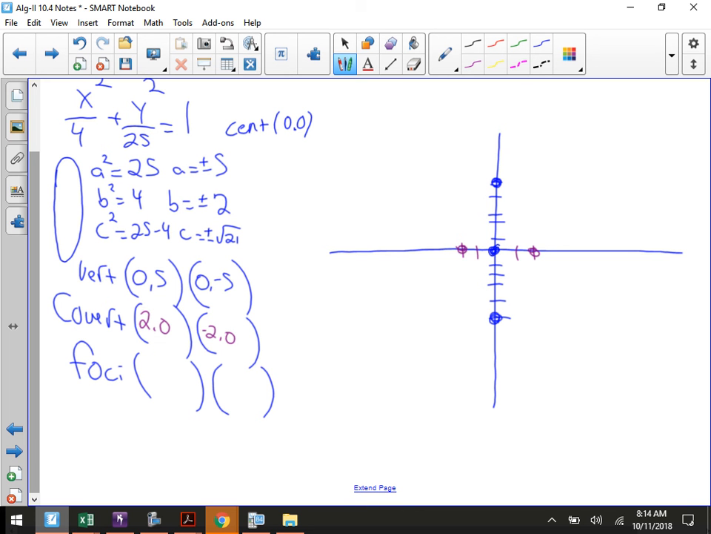And then the c value. Plus or minus the square root of 21. Again, it's more than 4, less than 5. It's probably closer to 5 than it is to 4. So just put it somewhere-ish. It's not an exact science. All you're doing is putting a dot somewhere where it looks like it should be, because the exact portion of it comes here. (0, root 21), (0, negative root 21). That's where it becomes specific once you label it. And what's left to do?